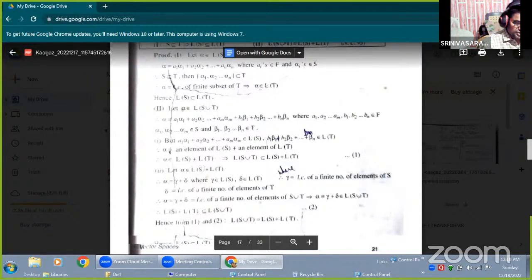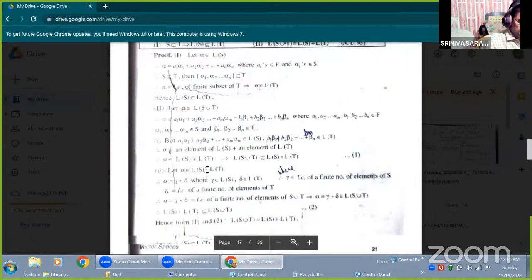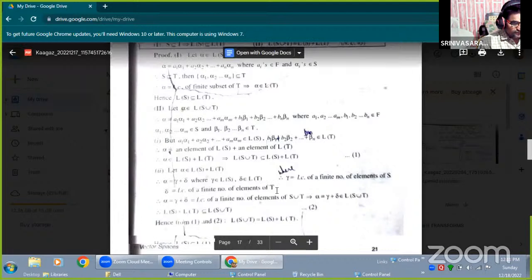In the same manner, we take the right side, L of S plus L of T, where the common vector is alpha. Alpha can also be written as gamma, the linear combination of the elements of L of S, plus delta, the linear combination of the elements of L of T. Now alpha equals gamma plus delta. Here gamma is a linear combination of L of S, and delta is a linear combination of L of T. Gamma means a linear combination of a finite number of elements of S, that is L of S. And delta equals a linear combination of a finite number of elements of capital T.